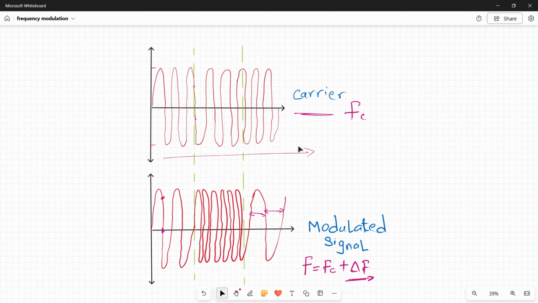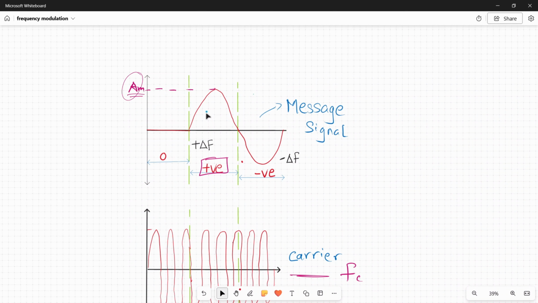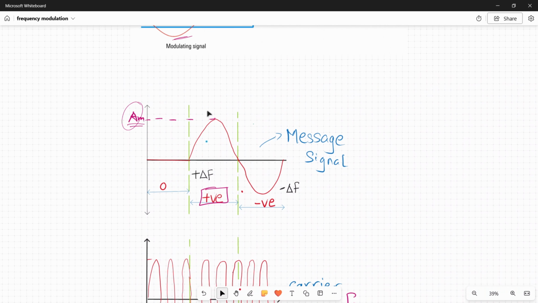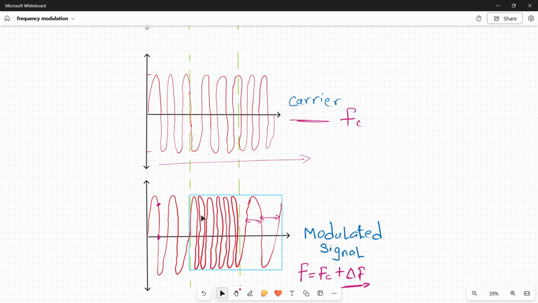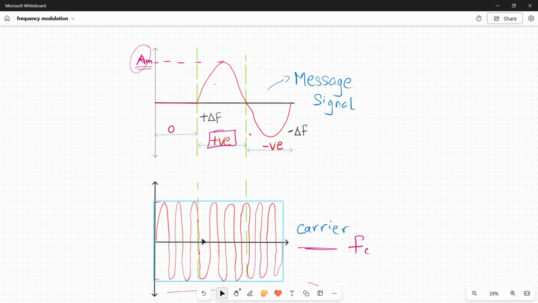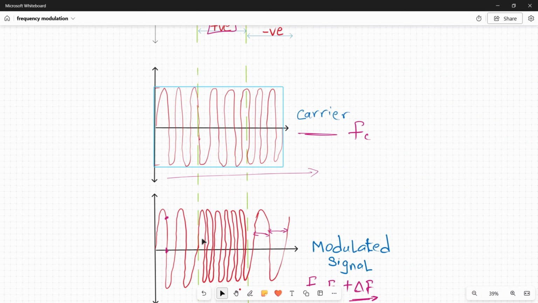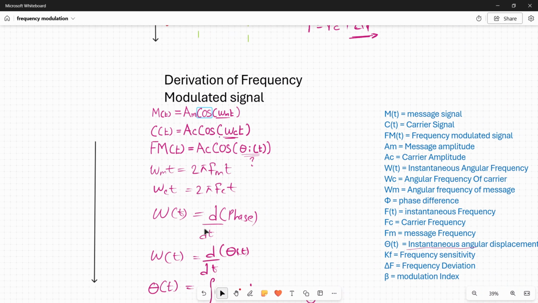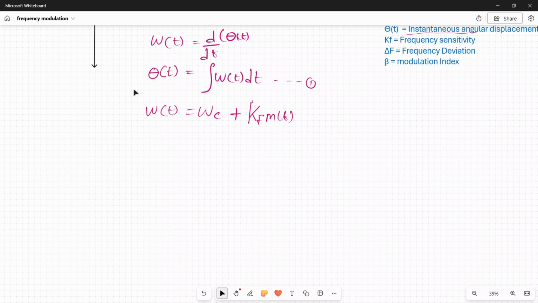So let's go back to the graph. When the instantaneous amplitude of the message signal increased, when it was positive, that was when the frequency of the modulated signal increased, and when it was negative, the frequency decreased. So of course we already know that there's a direct relationship between the amplitude of the message signal and the frequency of the modulated signal. And that relationship is this right here. So let's continue with the math. We're going to substitute this into this equation.